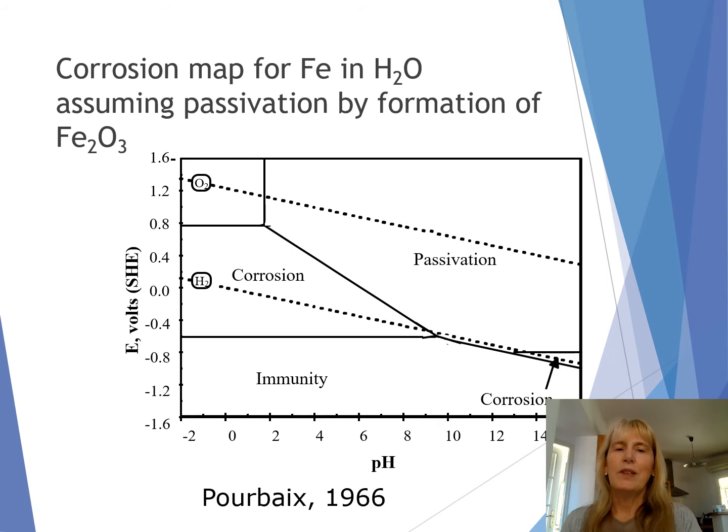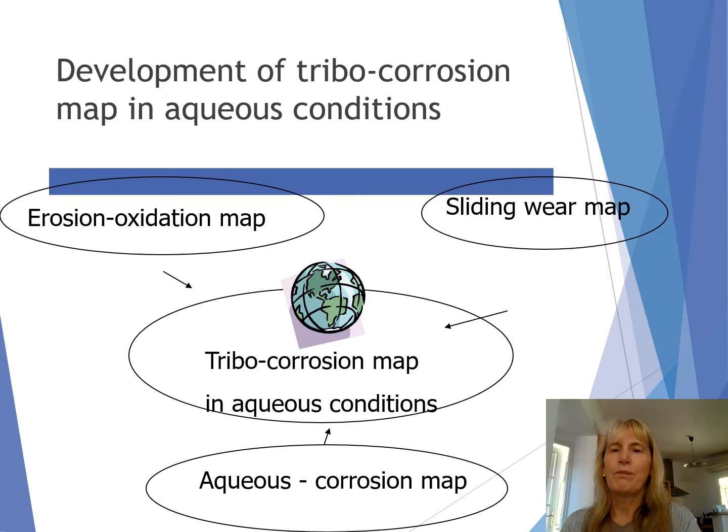This is the corrosion map developed by Pourbaix, the Belgian scientist, and the Atlas of Pourbaix diagrams that he generated. It's really the bedrock of the aqueous corrosion literature, with electrochemical potential and hydrogen ion concentration, showing that as these change, passivation and corrosion, that is metal ion dissolution, regimes change. This is the immune regime.